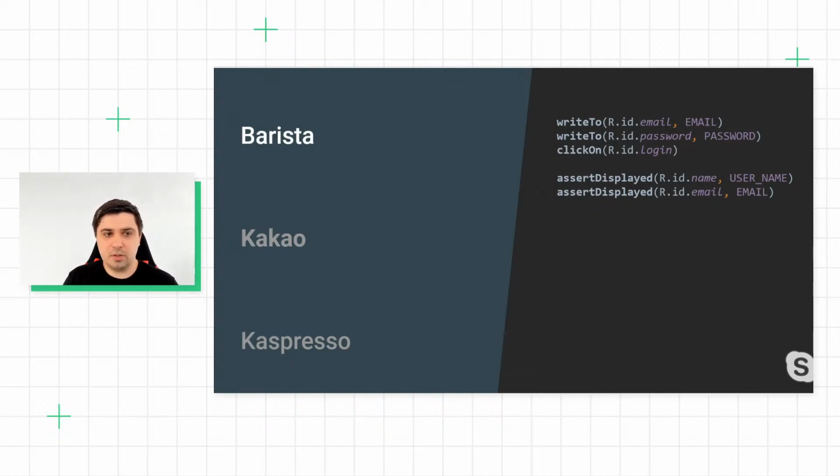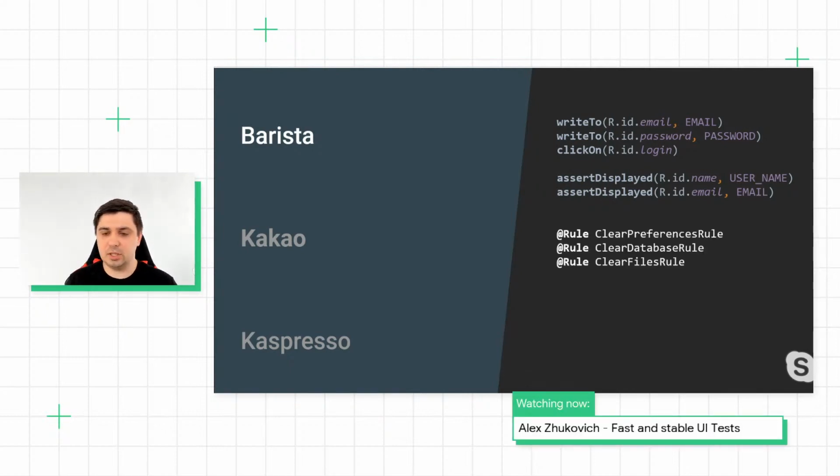So the first such framework is Barista. Barista has a simplified API and assertions. Also, in addition to it, we have additional rules for clearing data, shared preferences, database, and files, and some features for working with flaky tests.